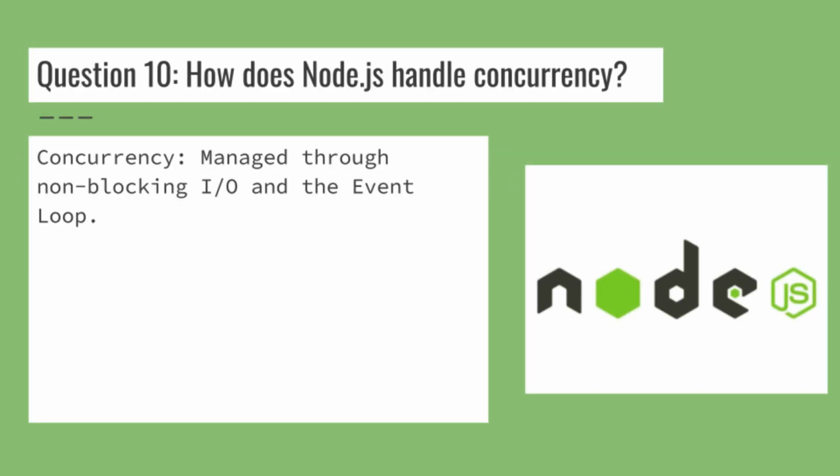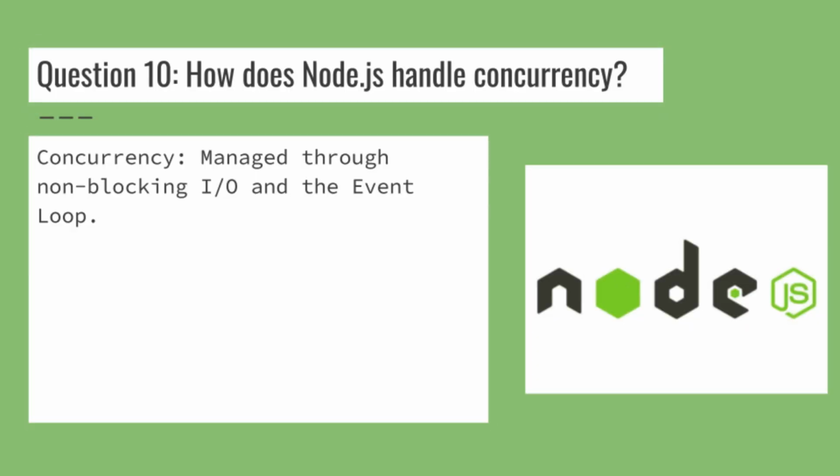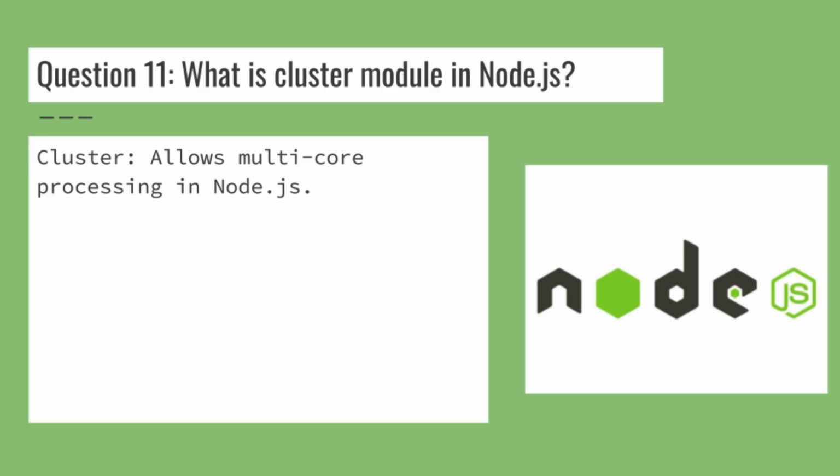How does Node.js handle concurrency? Node.js handles multiple tasks with non-blocking I/O and a single-threaded event loop, meaning it can manage thousands of connections without needing multiple threads. What is the cluster module in Node.js?